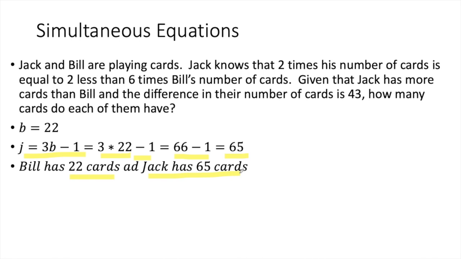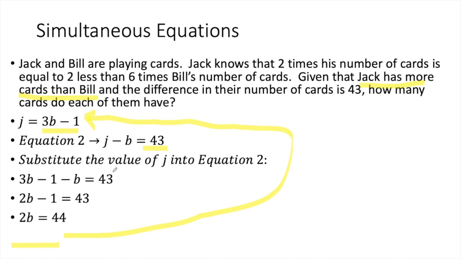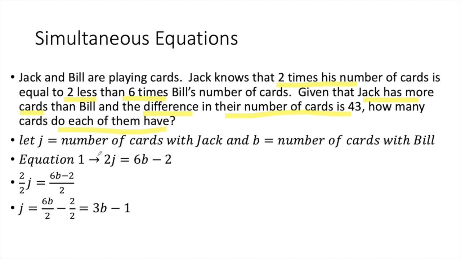A good way to check your answers in simultaneous equations is to simply put back these values into the two equations that we formed. So what you would do is put the value of j and b into this equation and check your answer, and you would do the same in the first equation. Put the value of j and b into this equation and check your answer, and you should get equivalent values on both sides.